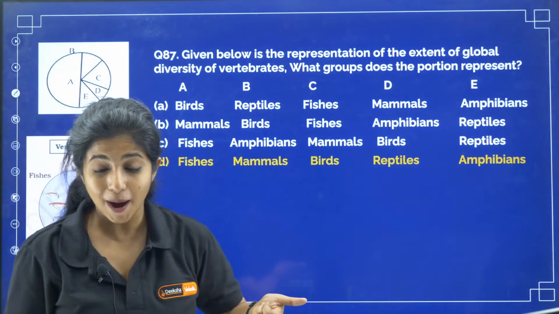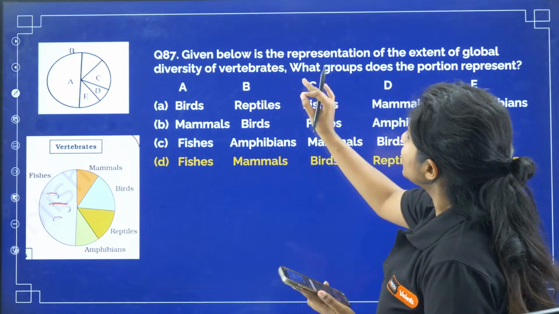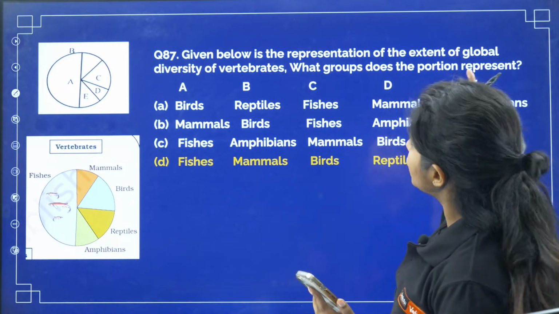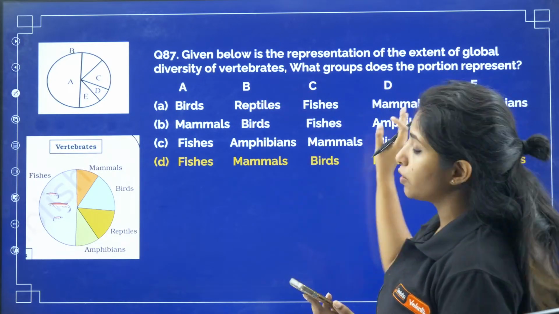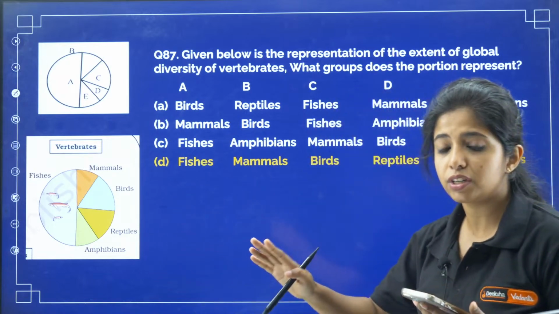Okay, next chapter, biodiversity and conservation. Given below is the representation of the extent of global diversity of vertebrates. What groups does the portion include? This is the last chapter from 12th that I am going to discuss. Now we are going to move.